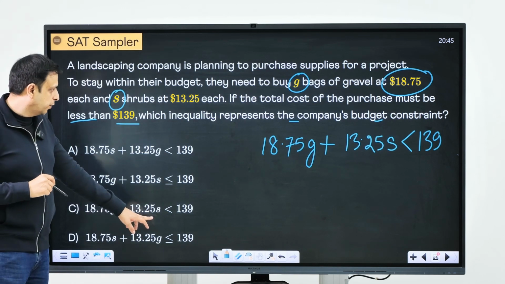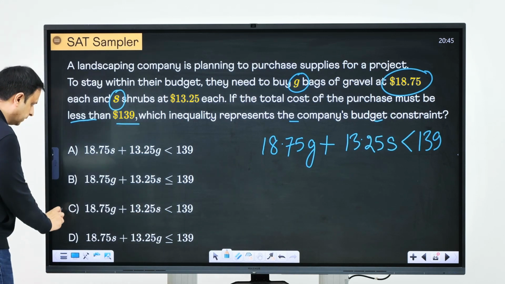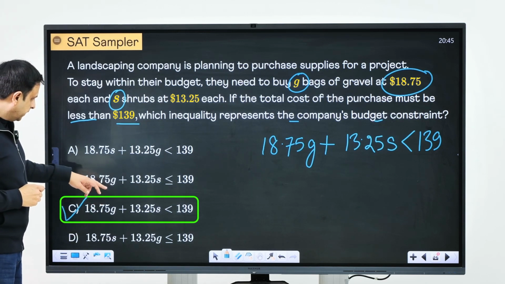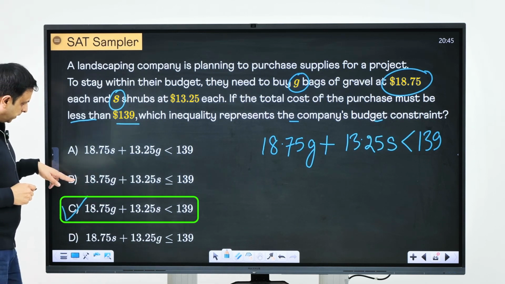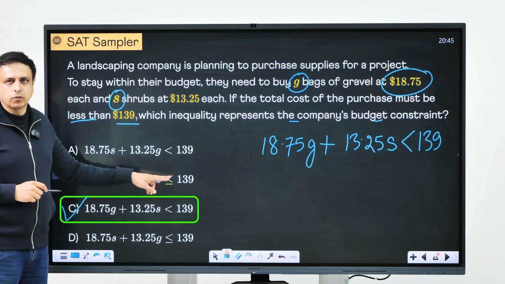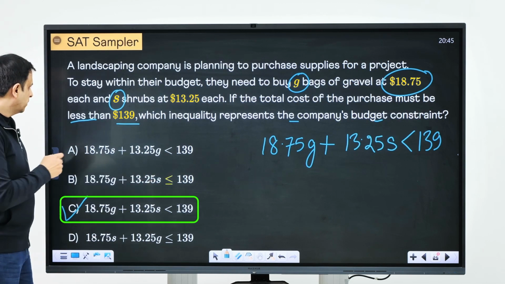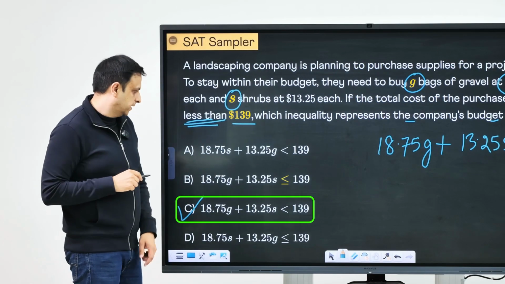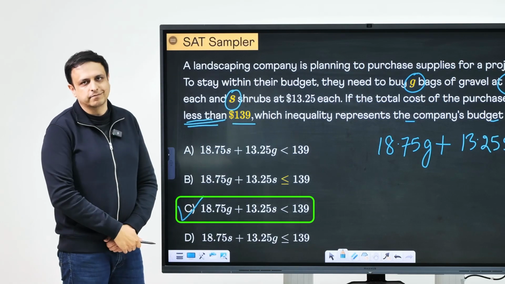Let's see which inequality this is. 18.75G plus 13.25S less than 139. So option C is our answer. You might mistakenly pick option B, but observe that this has an equal to sign as well, which we don't want, because we want the total cost to be less than, strictly less than $139. So option C is the correct answer.